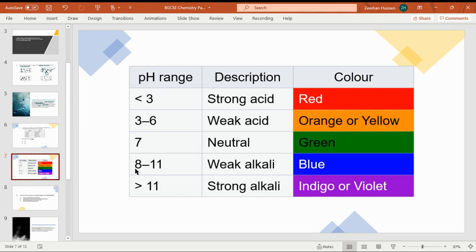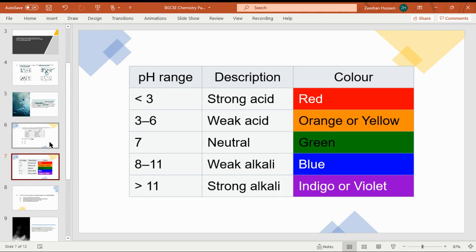If the solution pH is from 8 to 11, then the solution will be a weak alkali. Its color will be blue. And if pH is greater than 11, the solution would be a strong alkali and the color will be indigo or violet.